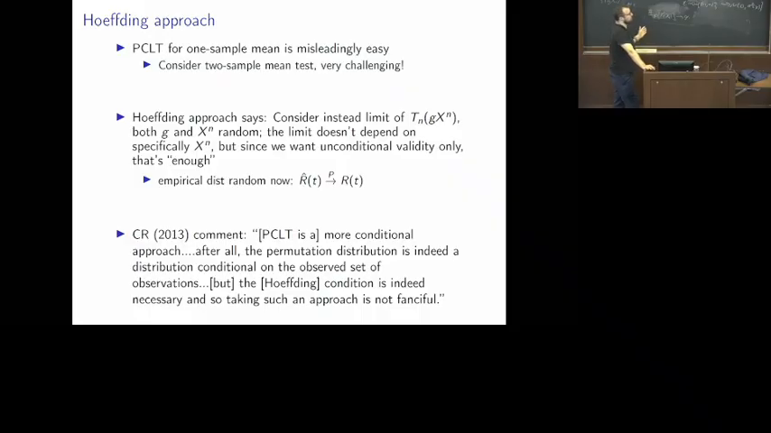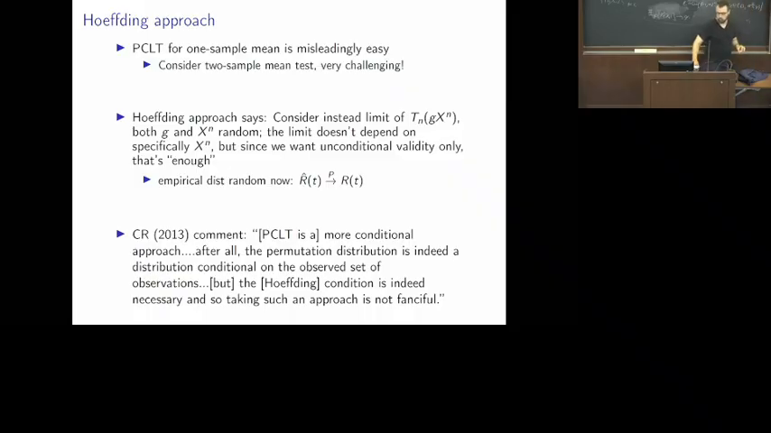The PCLT approach and the Hoeffding approach are different. Just the fact that you have two angles of attack is helpful, but more often than not, the Hoeffding approach is easier. So let's consider this one now. The Hoeffding approach says: consider the limit of T(G X), where both G and X are random. The limit doesn't depend specifically on Xn, but since we want unconditional validity, intuitively we're not so surprised that that's going to be enough. And so what we need to get is this convergence.